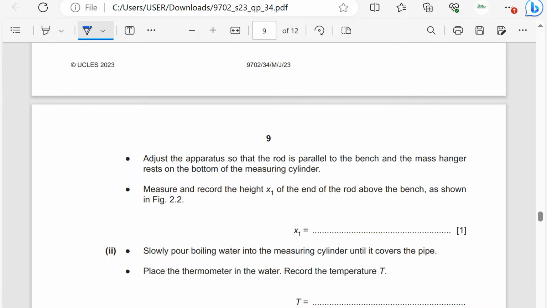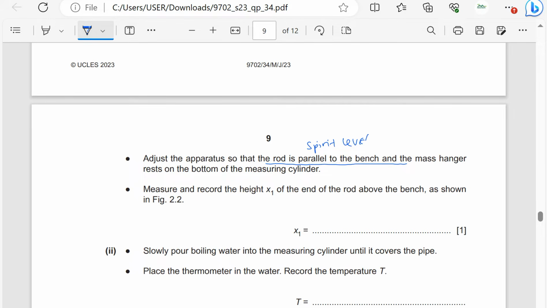Adjust the apparatus so that the rod is parallel to the bench. If they ask you to adjust so that the rod is parallel to the bench, there's a limitation here. It is difficult to judge that the rod is parallel to the bench, and the only way we can solve this is using a spirit level, which has not been provided.